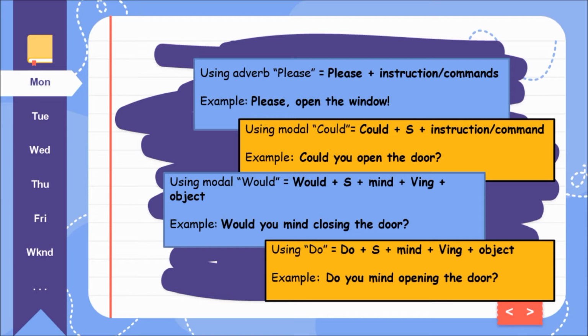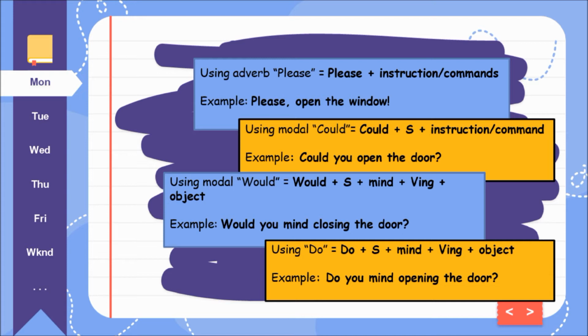The next is using modal could. So, we have to add could plus subject plus instruction. Jadi, sebelum kata instruction atau kata perintah, kita harus menambahkan modal could plus subject. Contohnya adalah, could you open the door? Jadi, could, subject you, plus instruction. Instructionnya adalah open the door.